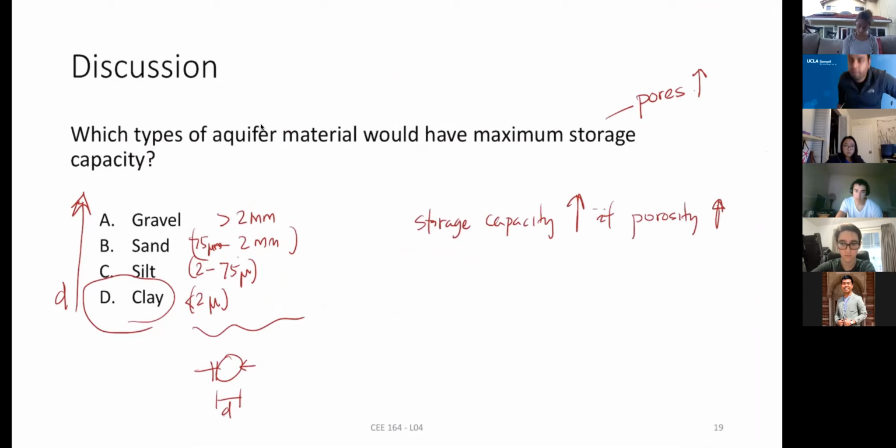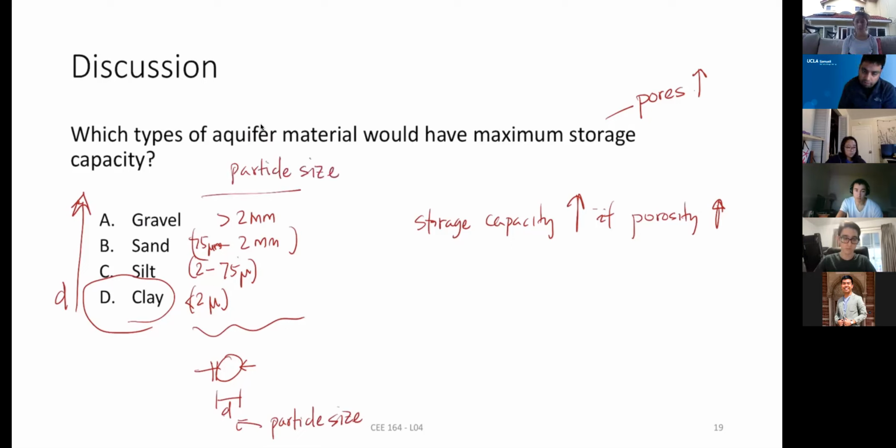Wait, I'm sorry. So what were the values that you wrote right next to this? Those are the sizes of the particulates. So clay, okay, thank you. Individual particle size. So this is particle size. Anything we call gravel, this is a definition. Gravel means any particulates bigger than 2 millimeters.